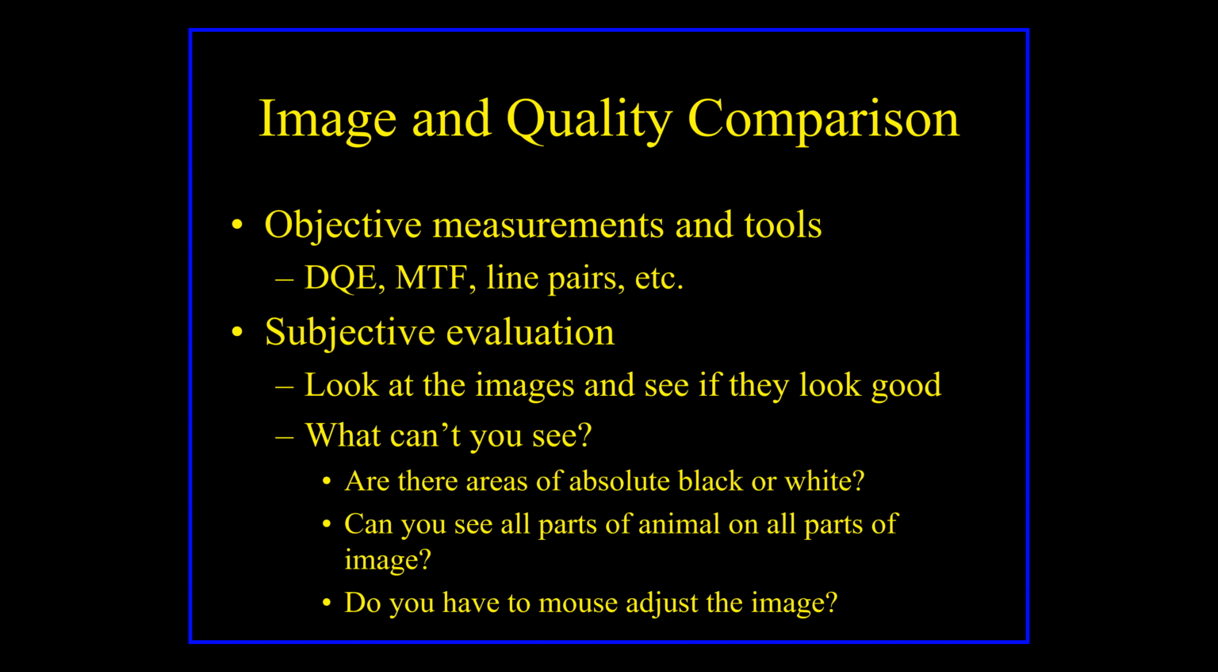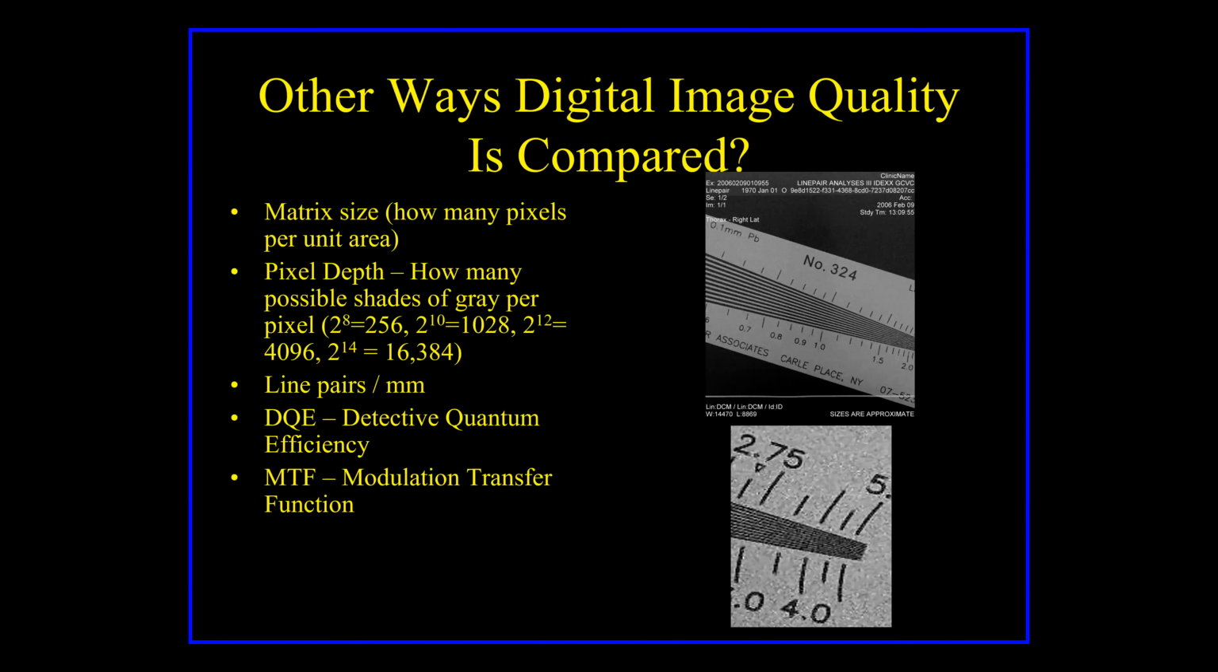And we can do these phantoms like this here, and we can measure line pairs and where you can't resolve them between individual lines, down in here versus here. The bottom line is if they start talking DQEs and MTFs and line pairs and phantoms and stuff like that, you probably need to walk away.